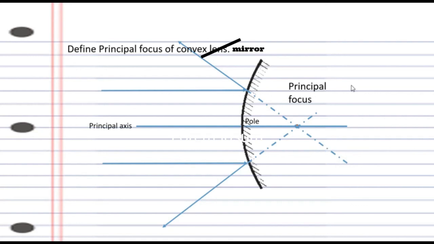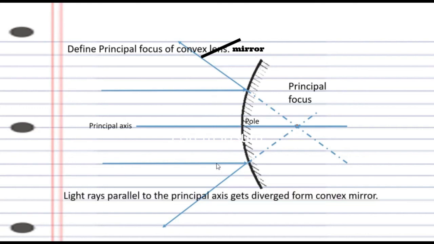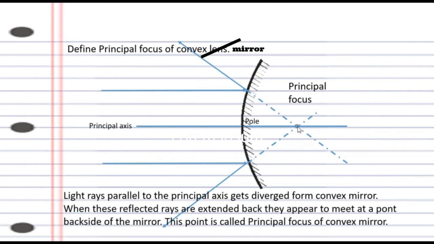Simple. Light rays which are parallel to the principal axis get diverged after reflection from the convex mirror. And when these diverged rays are extended backward, they appear to meet at a point on the principal axis, and this point is called the principal focus of the convex mirror. This is a very important diagram. Both the diagrams are very important, and these are the basics of spherical mirrors.